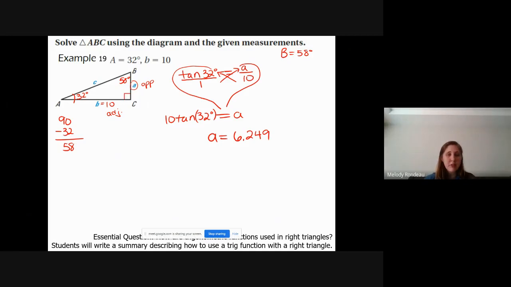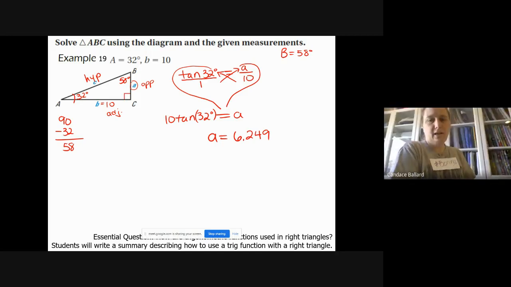So from 32 degrees, 10 is still the adjacent, and I'm looking for the hypotenuse. So now I need a trig function that will do adjacent and hypotenuse. Go ahead and type that in the chat. What are we looking at? Adjacent, hypotenuse. Which trig function is it? All right, so in the chat, I want to see what is adjacent over hypotenuse.